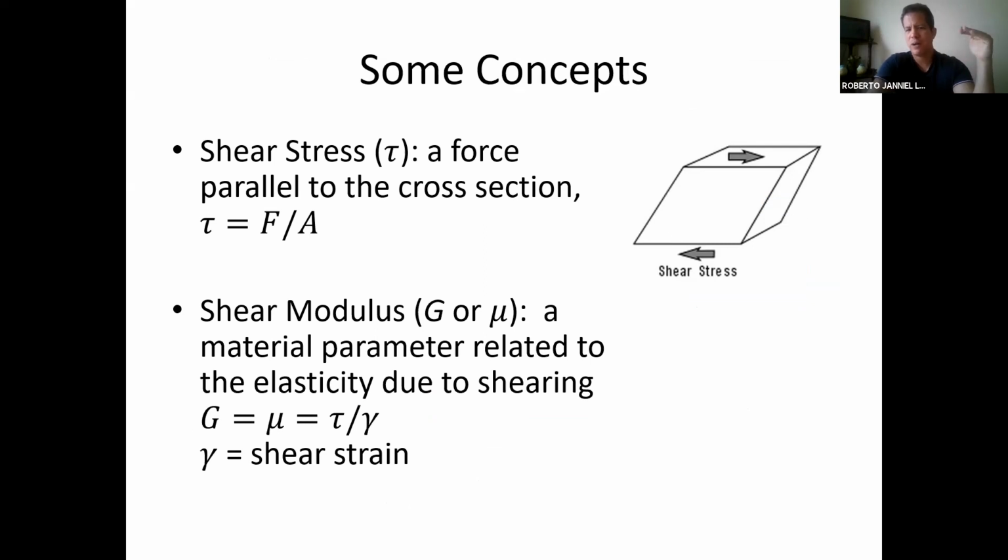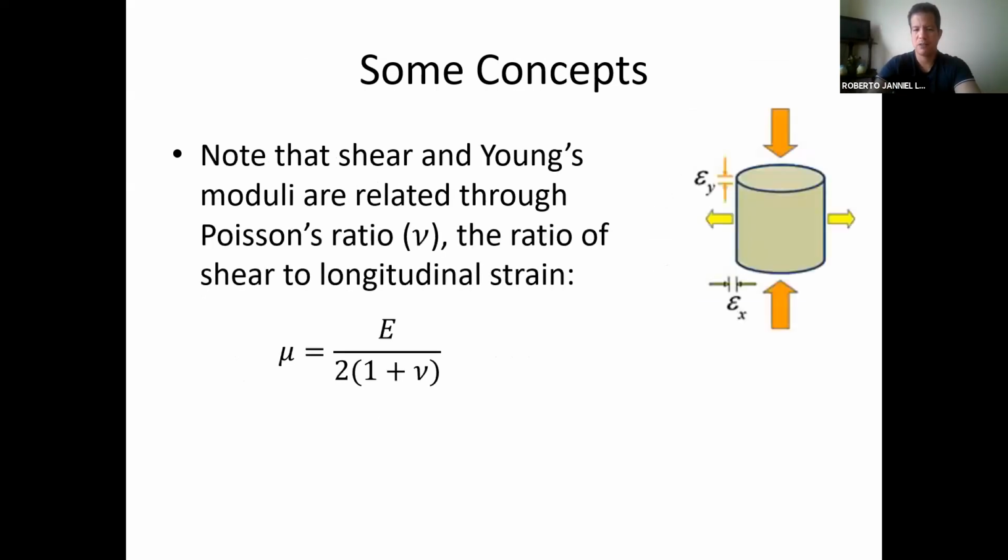then we have forces parallel to the cross section. And now what we have is a shear modulus, which is G or mu, which is a material parameter that relates to elasticity due to shearing. Again, you can have elasticity due to compression. You can have it due to shearing too. And by the way, I'm assuming a lot of the things I'm talking about right now, you already know them.